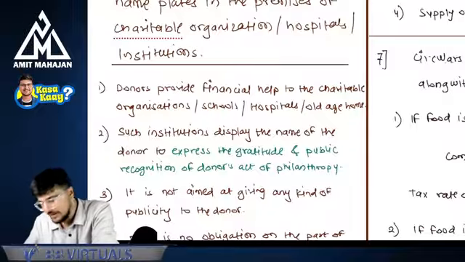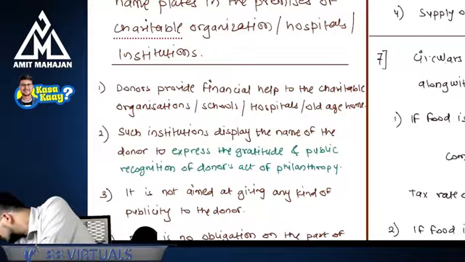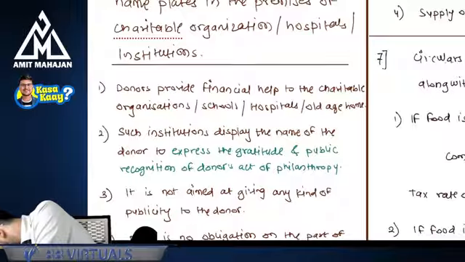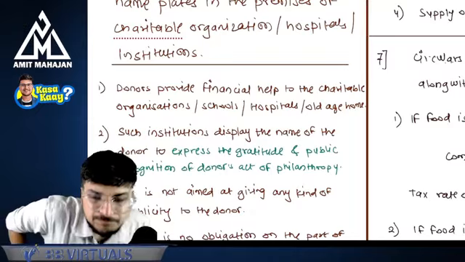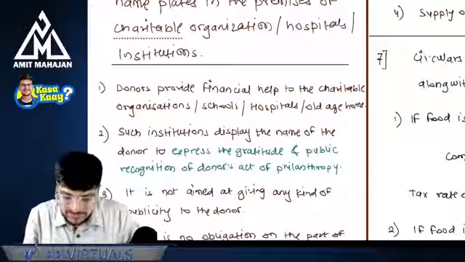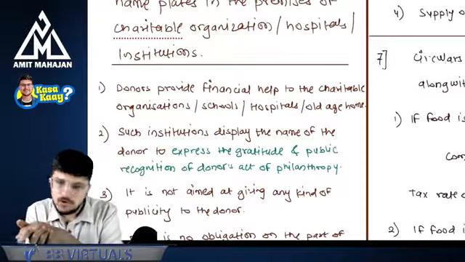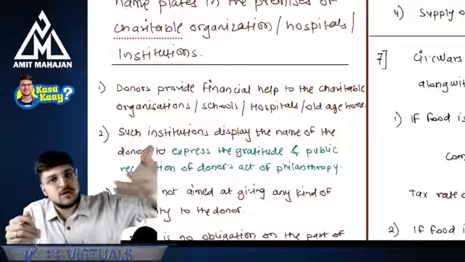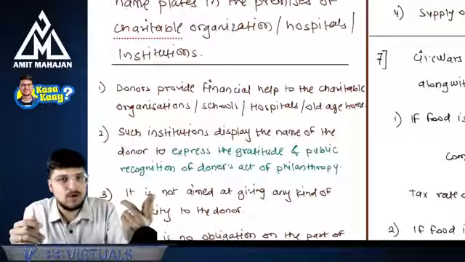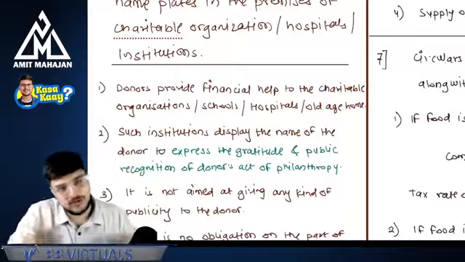Please understand. Just give me 1 minute. Yeah. So you have to remember this sentence, and you just have to remember that such institutions display the names of the donor to express the gratitude. Okay. First point is what? I provide donation or I provide financial help to charitable organizations. Number one. Number two, they display the names of the donor to express the gratitude.